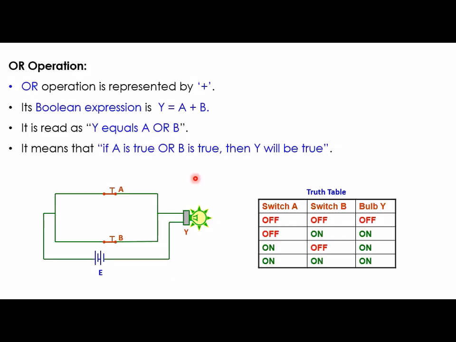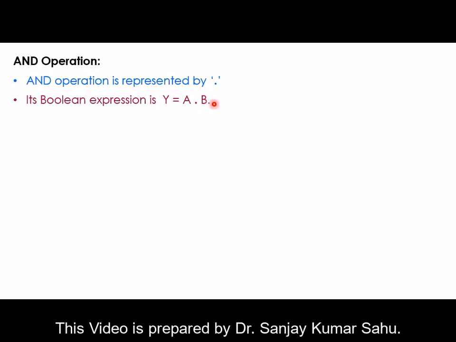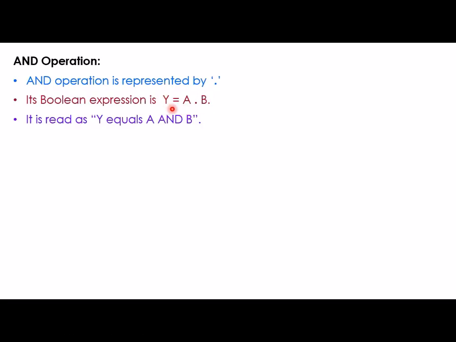Now let us discuss the AND operation. The AND operation is an operation which is represented by a dot sign. Like multiplication, it is represented by a dot sign. Its Boolean expression is Y equals A dot B. This is the Boolean expression, and it is read as Y equals A and B. The Boolean expression of the AND operation is Y equals A and B.